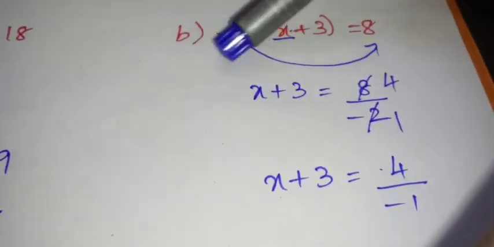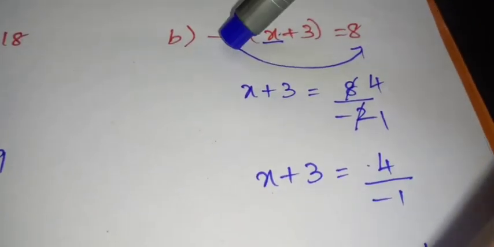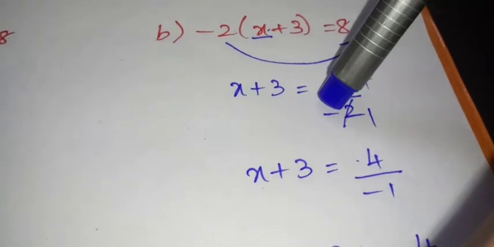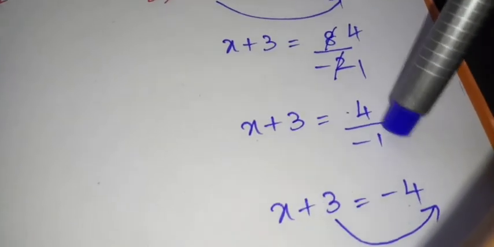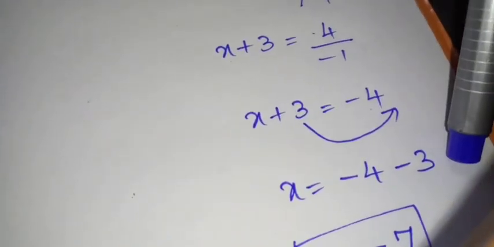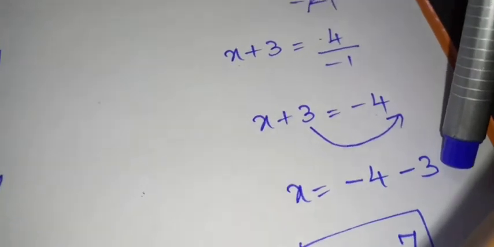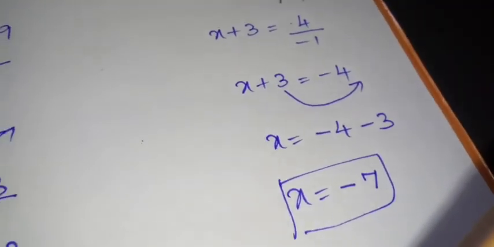Listen children, minus 2 is multiplied here. That's why I am bringing it to this side. It becomes division. So 4 by minus 1 is minus 4. Plus 3, if it goes that side, becomes minus 3. So x is equal to minus 7.